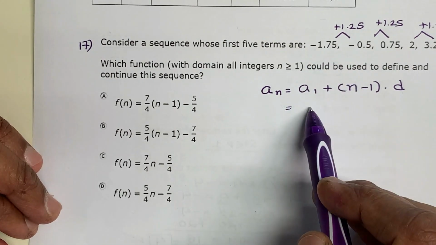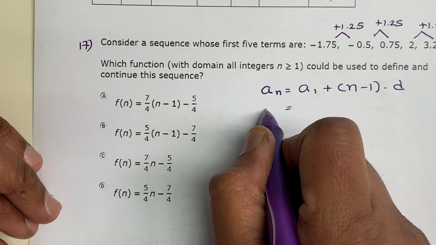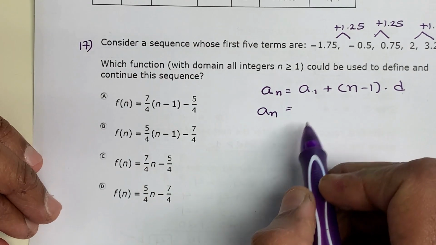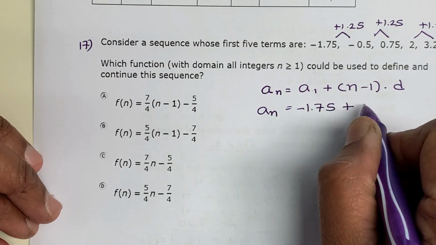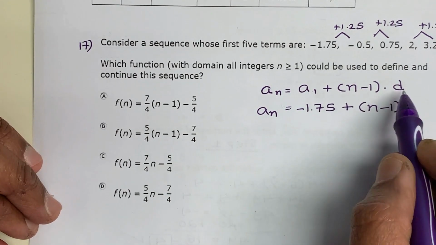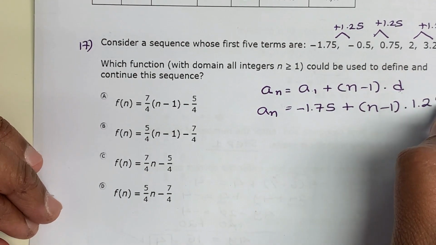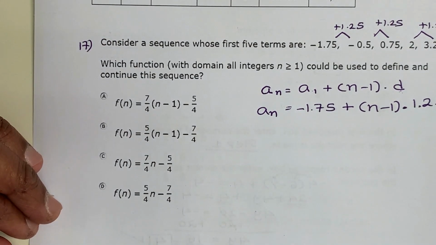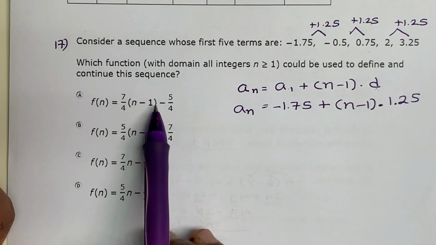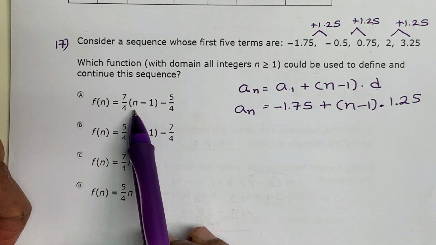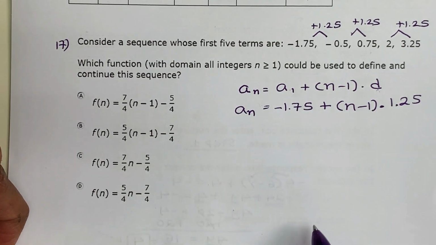So let's plug that into this equation and see what we get. We have an equals a1, which is negative 1.75, plus n minus 1 times d, the difference we just figured out, which is 1.25. Now if you look at the answers which are given, they are not in decimal, they are in fraction form, but that's okay because I think we can figure out what's going on.